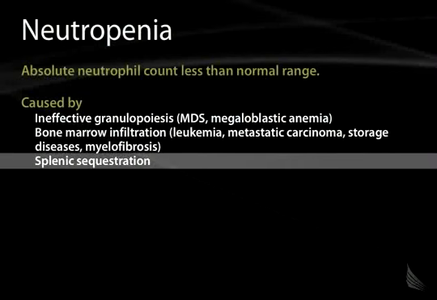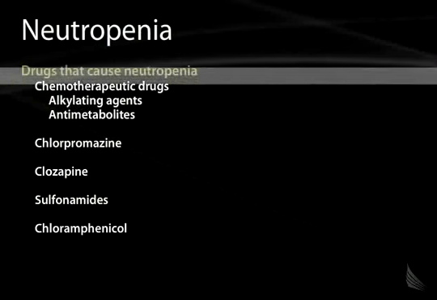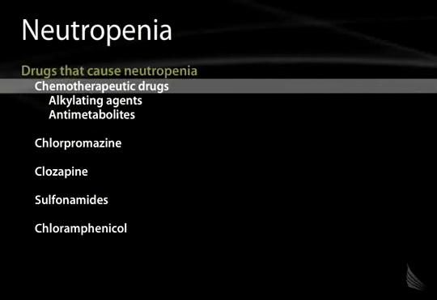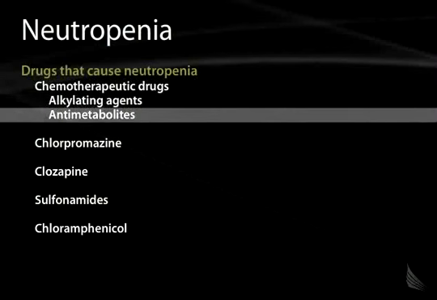You can also have splenic sequestration of neutrophils, where the neutrophils are still present and viable, they're just not seen in the peripheral blood. For drugs that can cause neutropenia, really with any chemotherapeutic agent you need to consider a loss of neutrophils. Alkylating agents and antimetabolites are the notorious offenders. And given that the white cells turn over about every couple of weeks, you can see a nadir of neutrophils about 10 to 14 days following the initiation of chemotherapy.